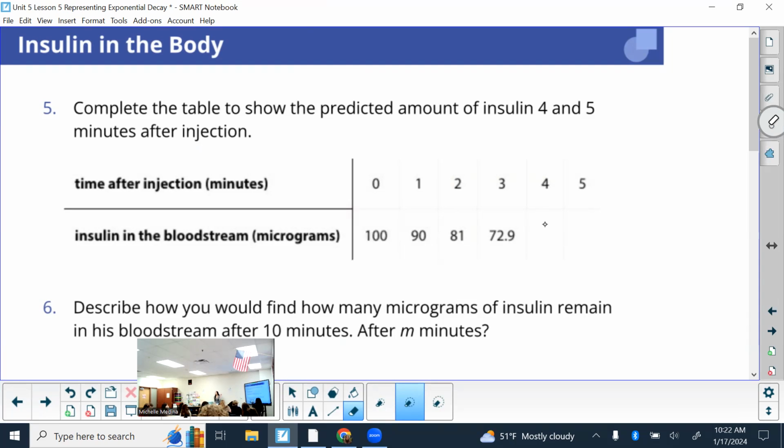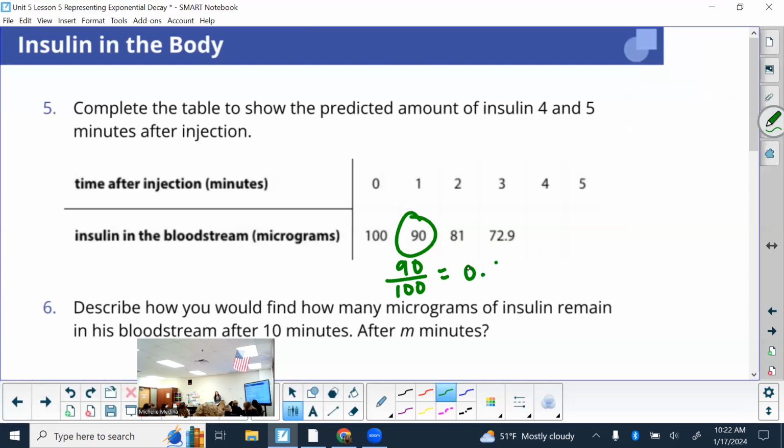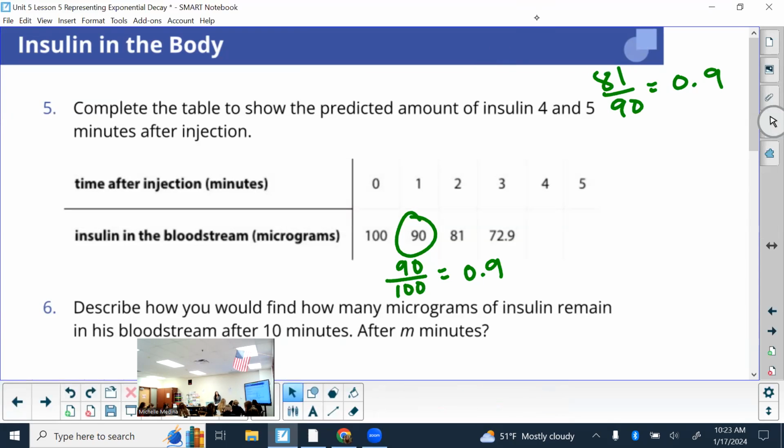If you can't easily figure out what they're multiplying by to get to the next number, here's how you can figure it out. Take one of the numbers and divide it by its previous term. 90 divided by 100 is 0.9. And then it really could work no matter where you look. If you do 81 divided by 90, its previous term, you also get 0.9. And that's what they're multiplying by each time. So then when you continue the pattern, 72.9 times 0.9.